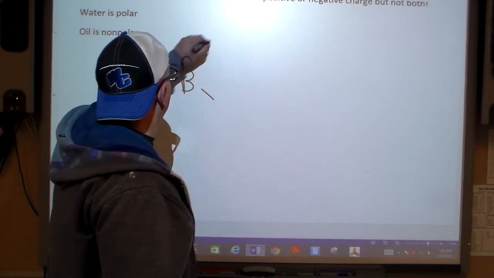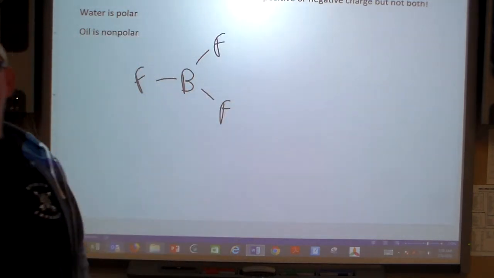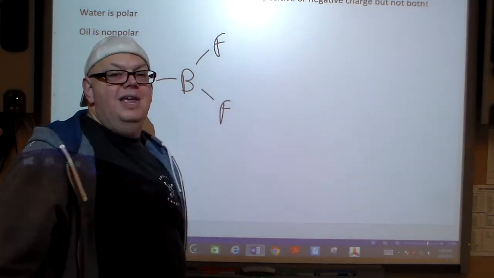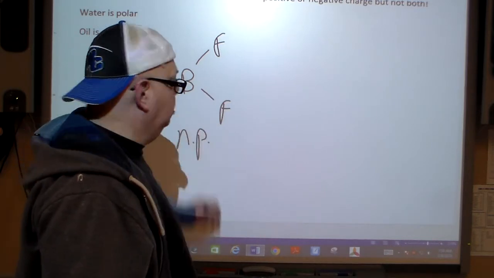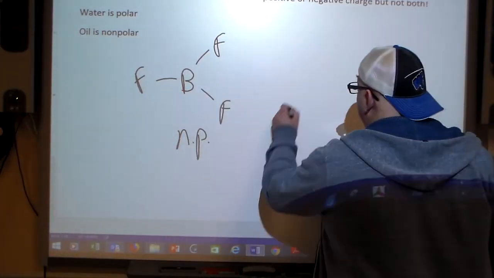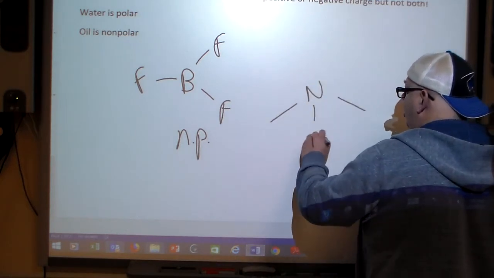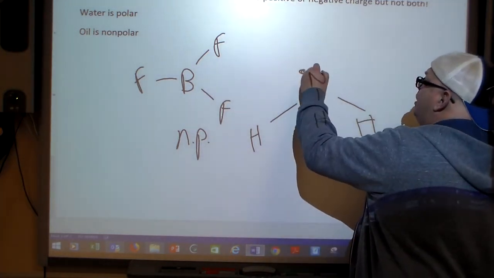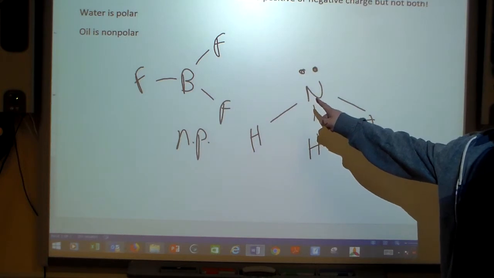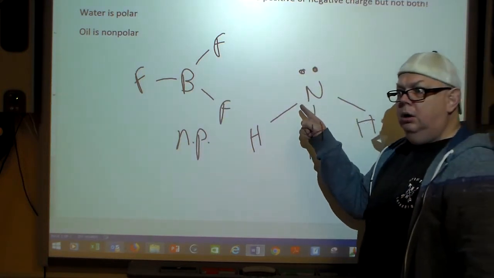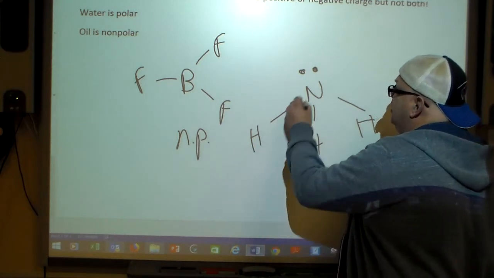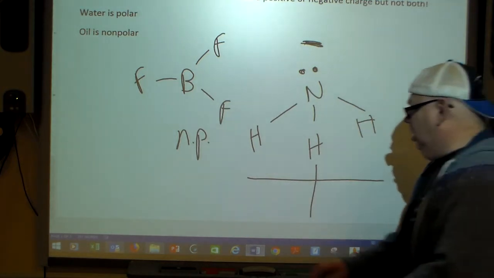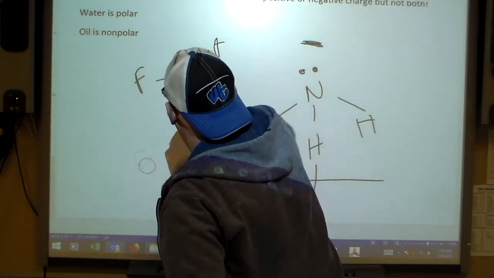if you look at the flat triangle, there's no unshared electrons. It's the same all the way around. It's symmetric. Guess what? It's nonpolar. It just is. On the other hand, if we look at something like ammonia, that's a pyramid. If it's a pyramid, guess what? Polar. Okay. Why is it polar? Because here it's the negative side, here is the positive side. It's asymmetrical.